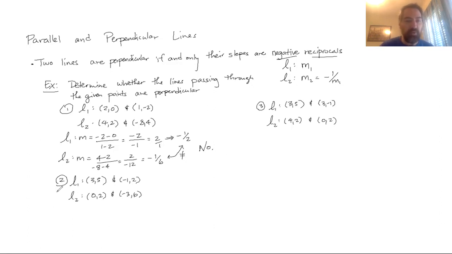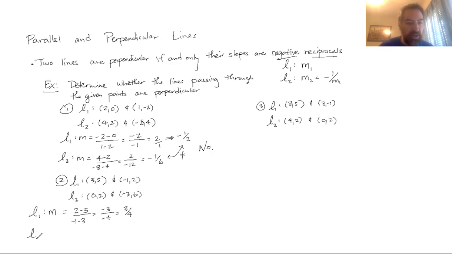All right, let's move on to example number 2, finding the slopes of L1 and L2. We subtract the y values, 2 minus 5, and divide by the difference in the x values, -1 minus 3. 2 minus 5 is -3, and -1 minus 3 is -4. -3 divided by -4 is a positive 3/4.